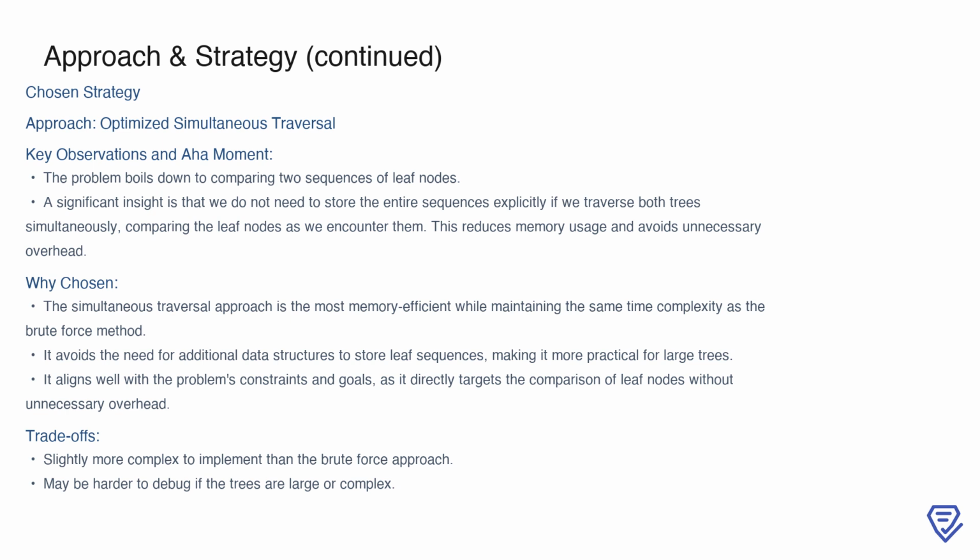This approach is chosen because it strikes a good balance between simplicity and efficiency. It has the same time complexity as the brute force method but is more memory efficient since it does not require additional data structures to explicitly store the leaf sequences. This makes it practical for handling large trees. That said, the trade-off is that simultaneous traversal can be slightly more complex to implement and debug, especially for trees that are large or have irregular structures.